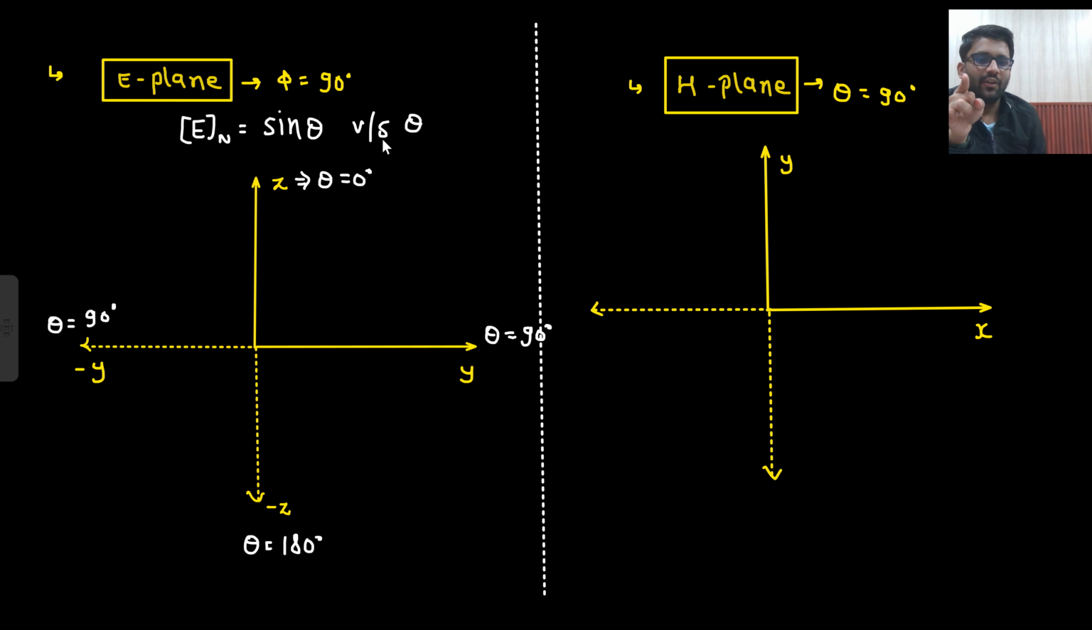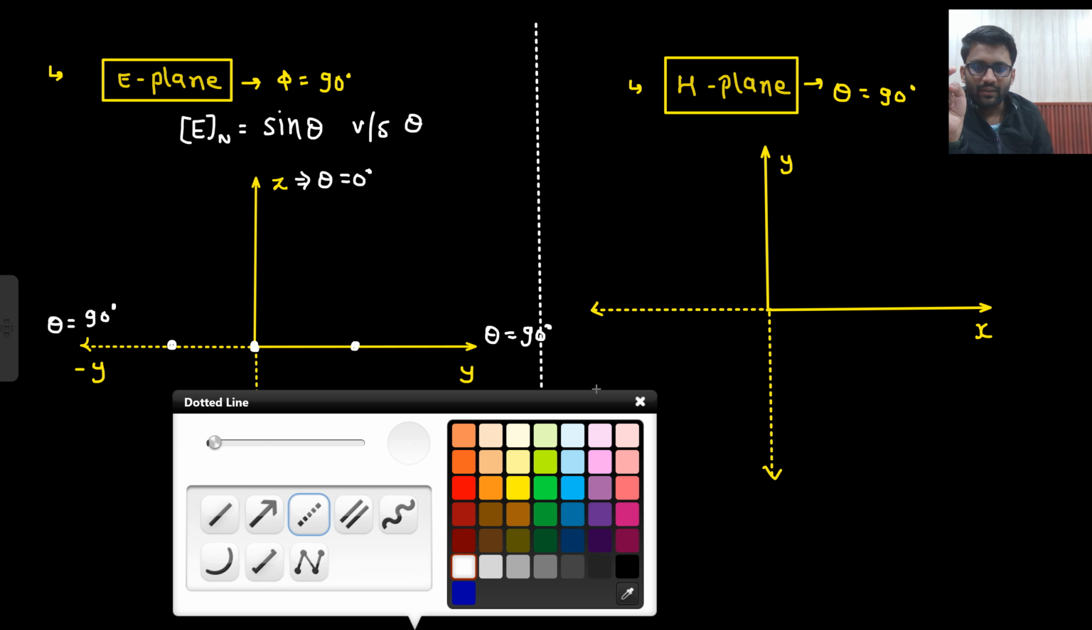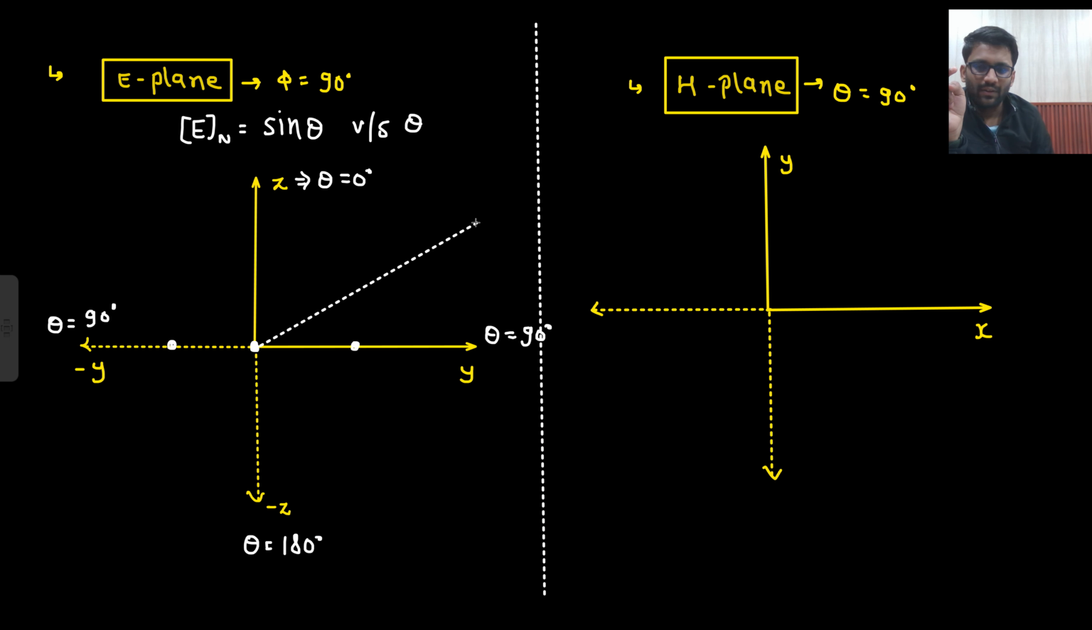So now with respect to theta I need to plot. So at 0 degree what are you getting? 0 value. At 90 degree what are you getting? Value 1. At 180 degree you are again getting 0. At 90 degree you are getting value 1. Let's talk about theta equals to 45. So at theta equals to 45 what are you getting? Some 1 by under root 2. Let's just say this is some 1 by under root 2 value. If this is 0, this is 1, this is some 1 by under root 2 value.